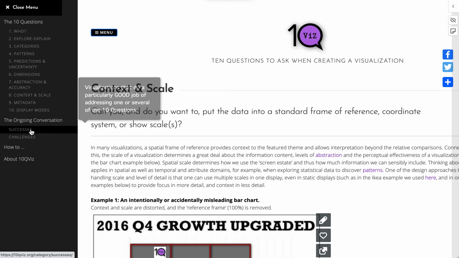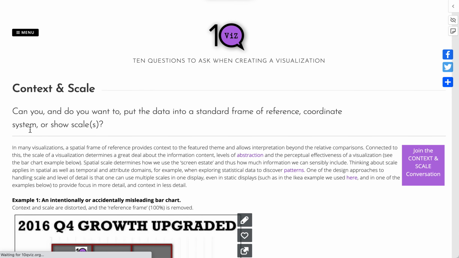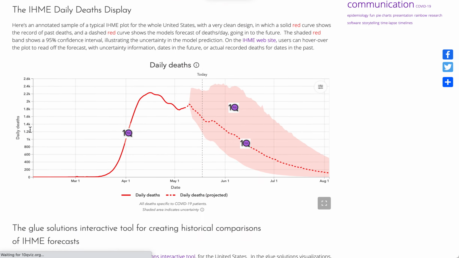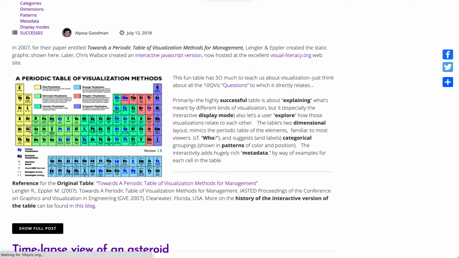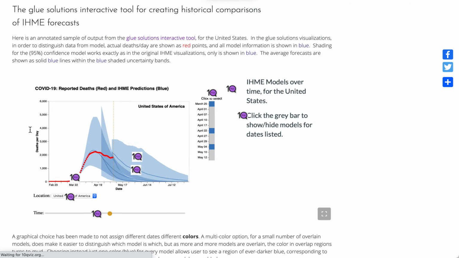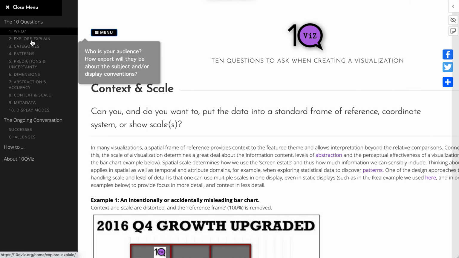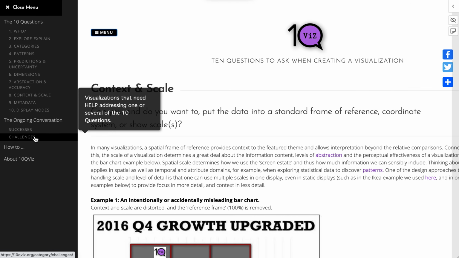And then, just in case this is too confusing, we do have a page that's just simply called Successes, and you can see some examples of successful visualizations here. And then we have another page that I won't show you right now, that's actually called Challenges. Let's just call that the opposite of Successes.